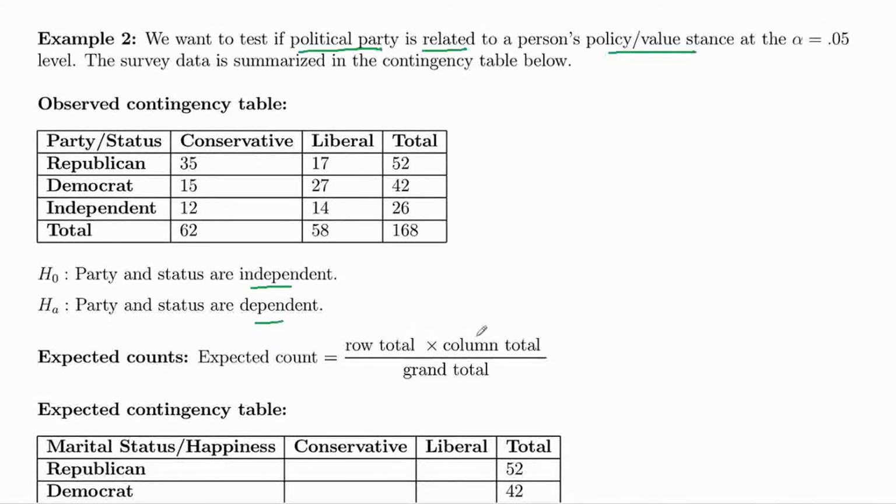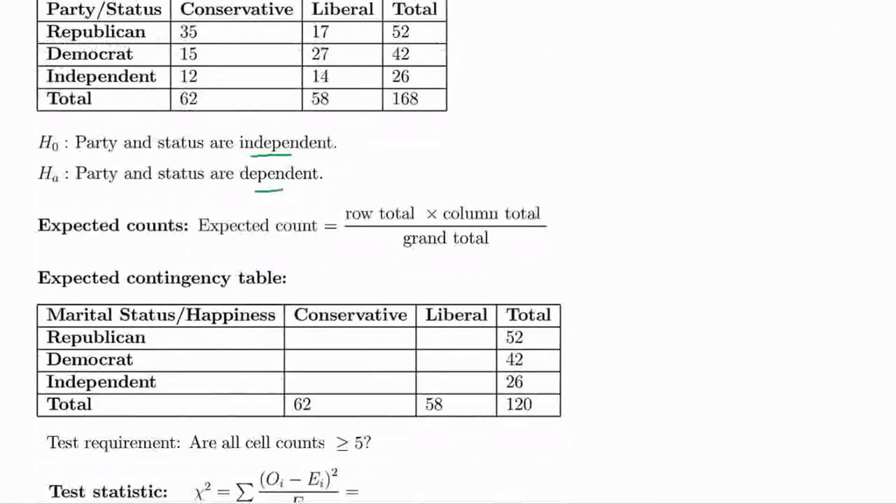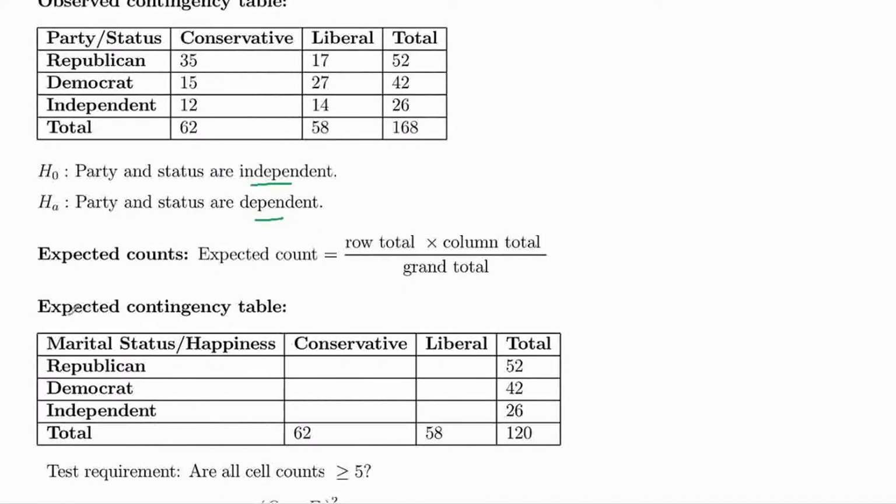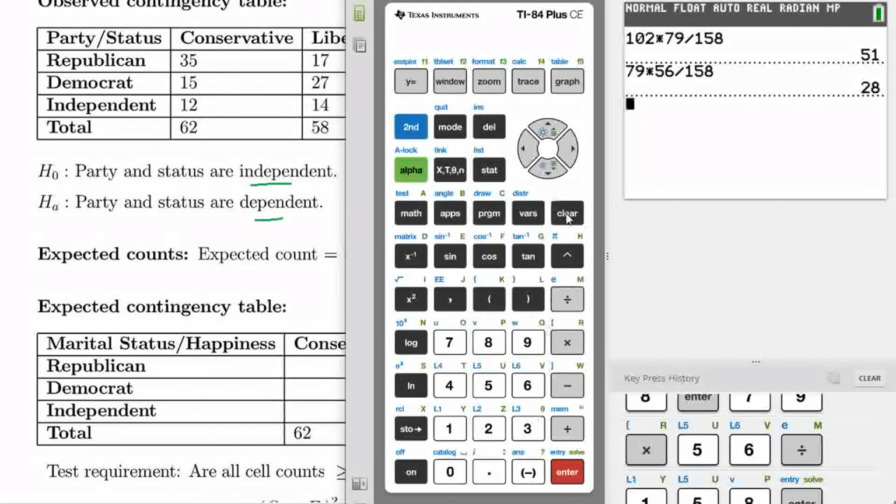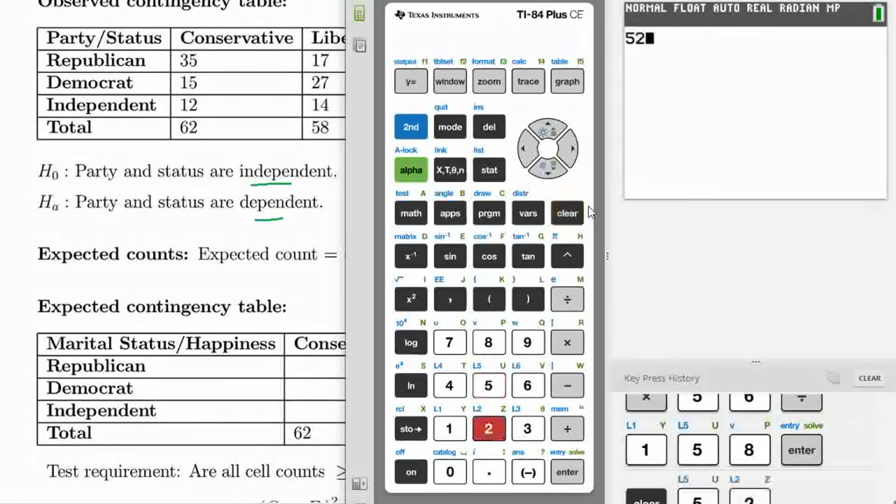Our expected counts, as before, are row total times column total divided by grand total. So we want to go ahead and fill in our expected contingency table and make sure all those counts are at least 5. So for Republican conservative, the row total was 52, the column total was 62, and the grand total 120. So that's going to be 52 times 62 divided by 120.